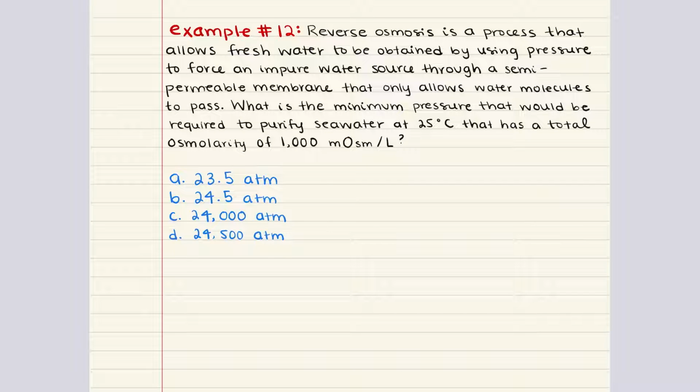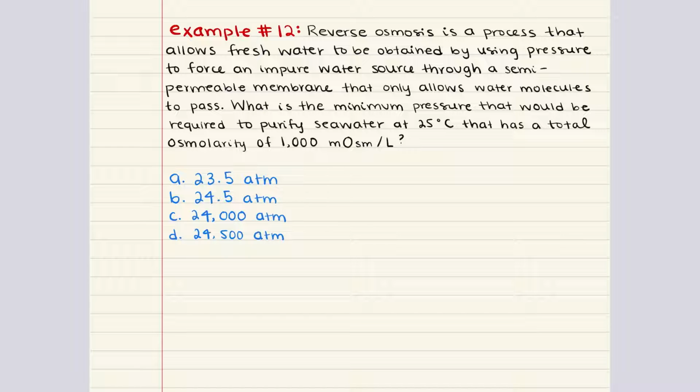Problem 12 says reverse osmosis is a process that allows fresh water to be obtained by using pressure to force an impure water source through a semi-permeable membrane that only allows water molecules to pass. What is the minimum pressure that would be required to purify seawater at 25 degrees Celsius that has a total osmolarity of 1,000 milliosmoles per liter?